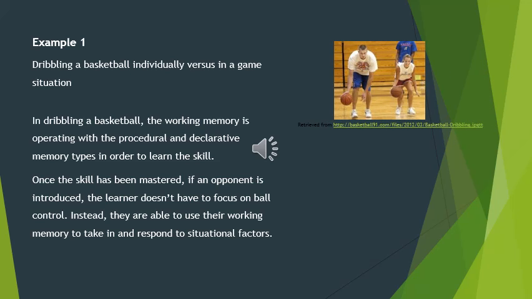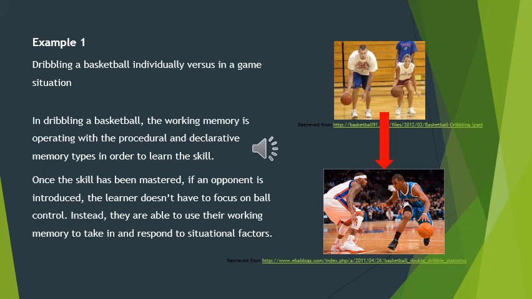In dribbling a basketball, the working memory is operating with the procedural and declarative memory types in order to learn the skill. Once the skill has been mastered, if an opponent is introduced, the learner doesn't have to focus on ball control. Instead, they are able to use their working memory to take in and respond to situational factors.